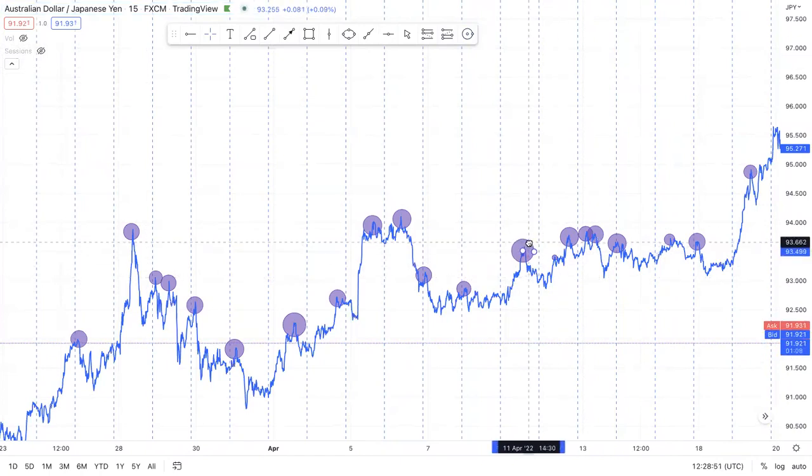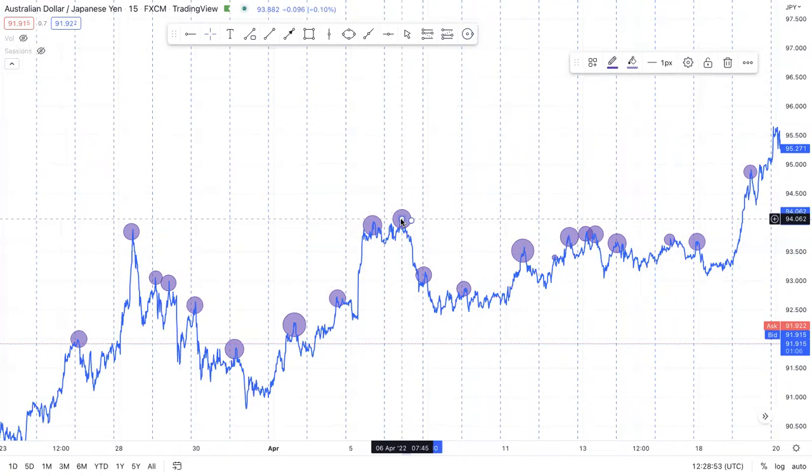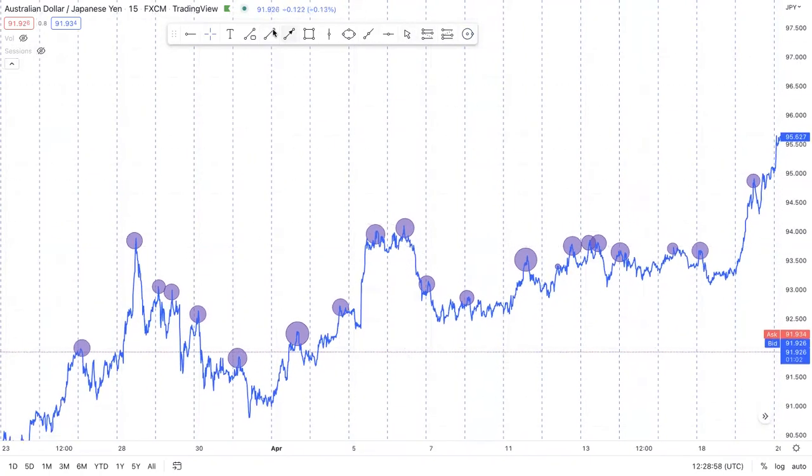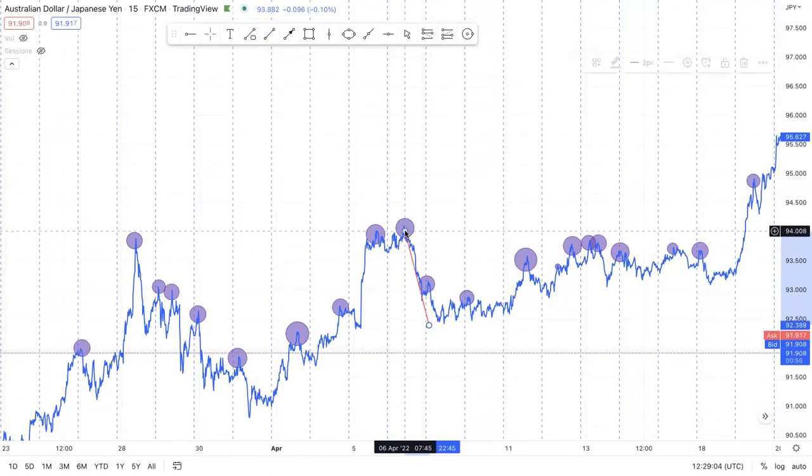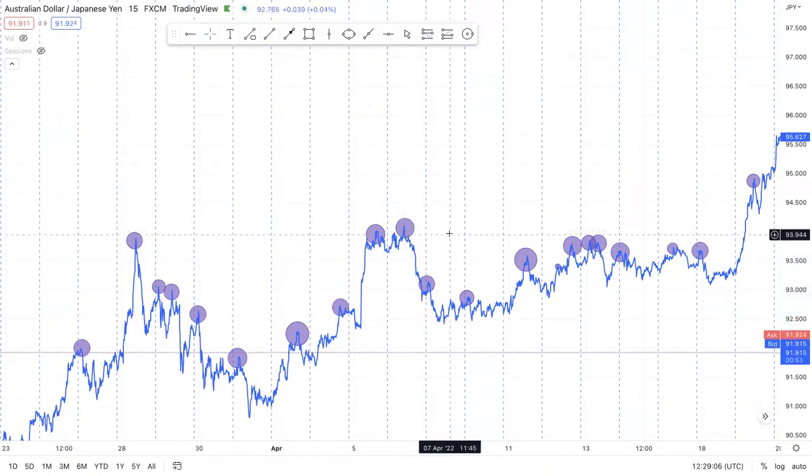This is the big move. Okay, this is a bigger move. This is a really big move because look how much this went down afterwards. Look how much it went down after. That's a big peak. Okay, so that's what we're looking for.